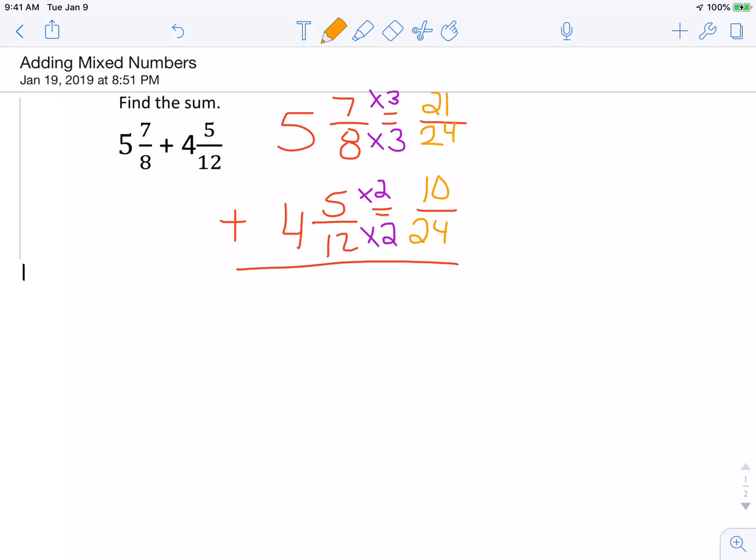Now I can add. So 21, remember you can just bring your denominators down once they're the same. They have to be the same. So my denominator in this case is always going to be 24. 21 plus 10 is 31. And then I'm going to go over and add. 5 plus 4 is 9.